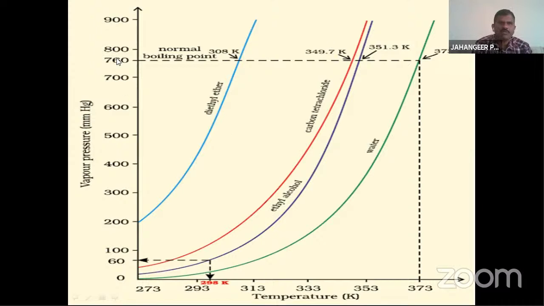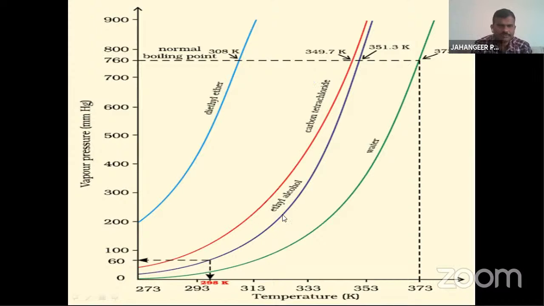At 1 atmospheric pressure, which means 760 mm of Hg, different liquids have different boiling points. It depends upon their intermolecular forces of attraction and many other factors. Different liquids have different boiling points. So these are the curves.